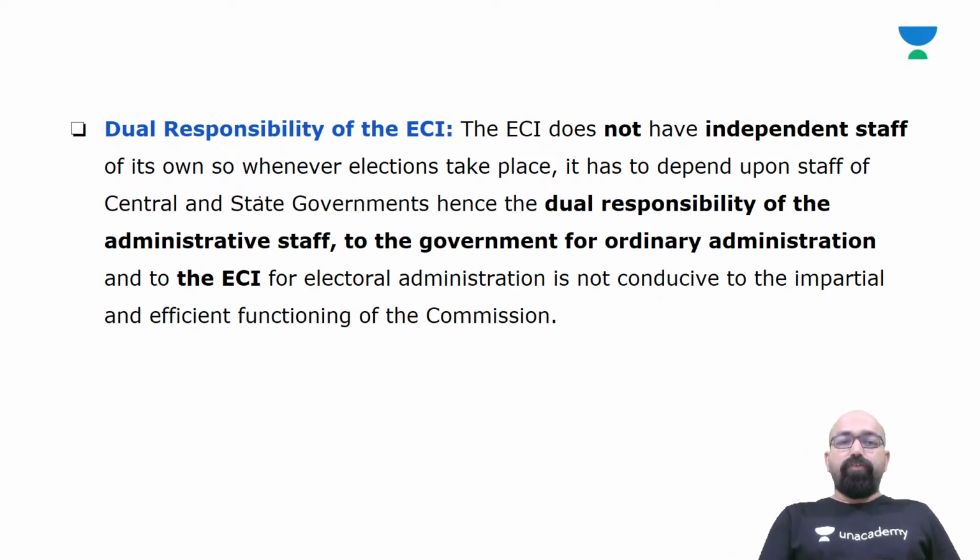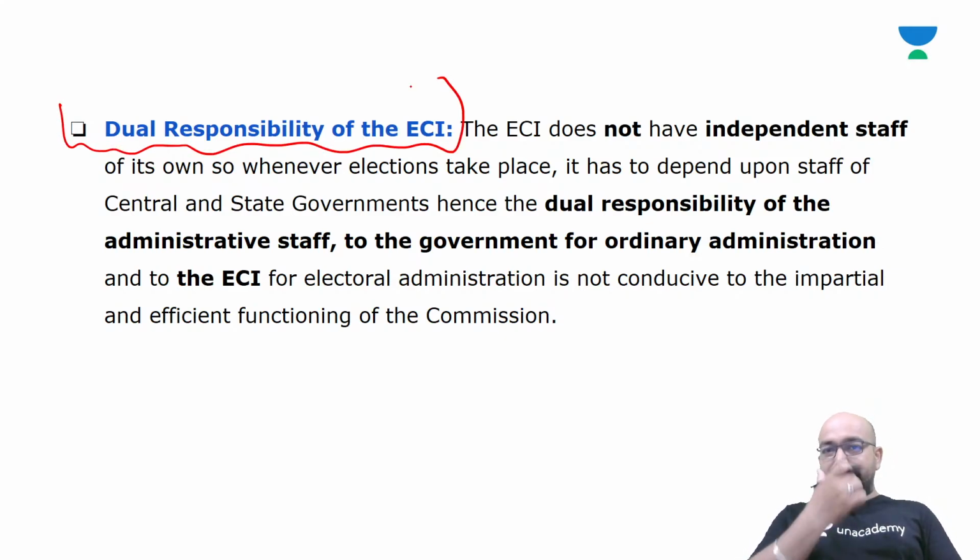Then dual responsibility of the Election Commission of India. So the Election Commission of India does not have independent staff of its own. So whatever elections take place, it has to depend upon staff of central and state governments. Hence the dual responsibility of the administrative staff to the government for ordinary administration and to the Election Commission of India for electoral administration is not conducive to the impartial and efficient functioning of the Commission.